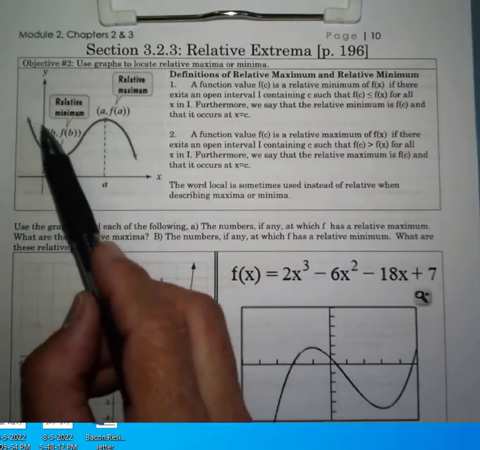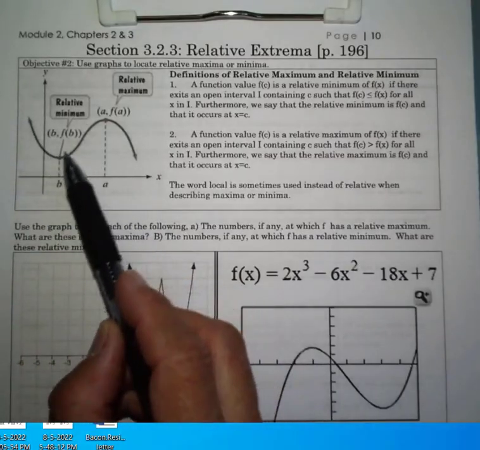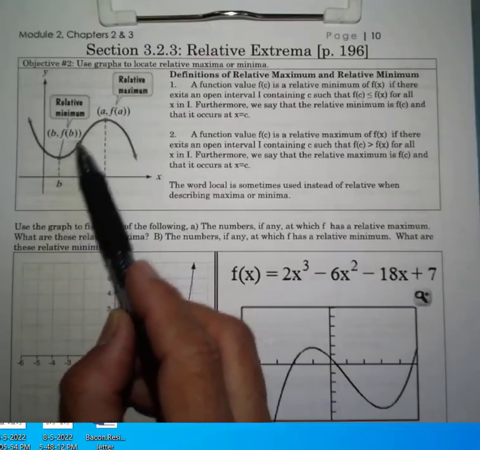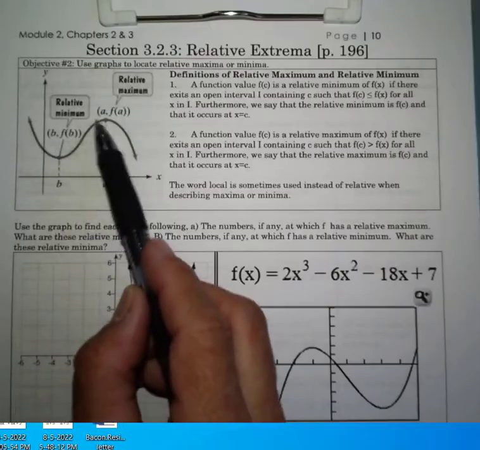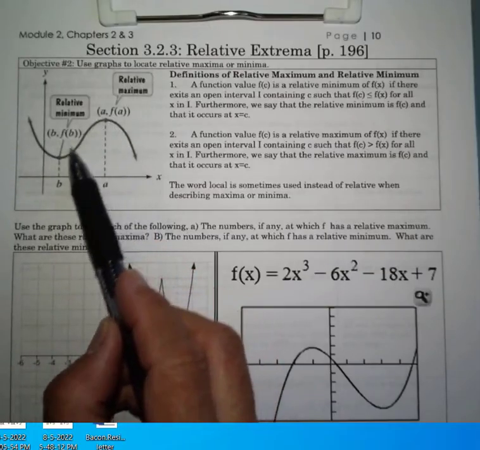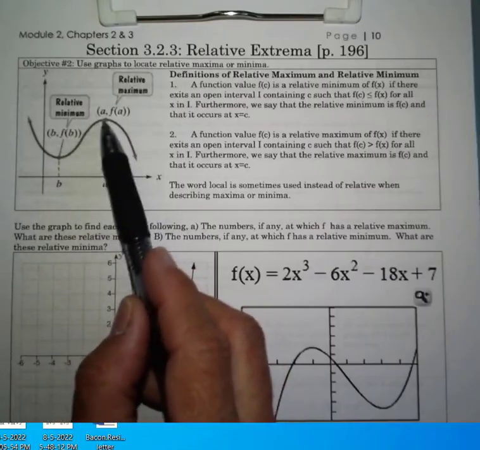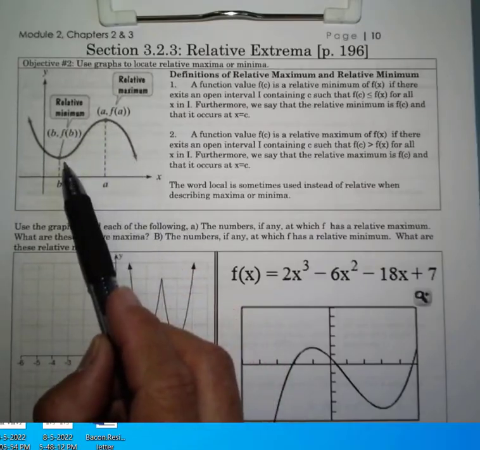So you can see in the illustrations, this dip down would have really a minimum relative to the rest of the graph that's around it. It would also have a maximum relative to the rest of the graph. So we would call this its relative maximum and its relative minimum.